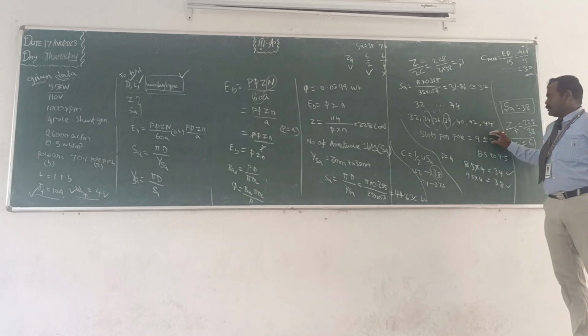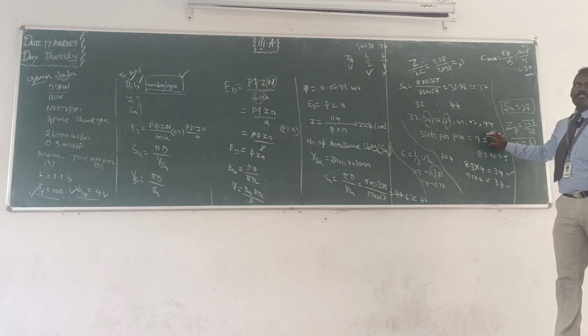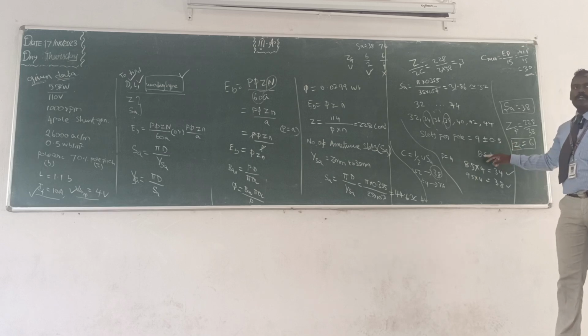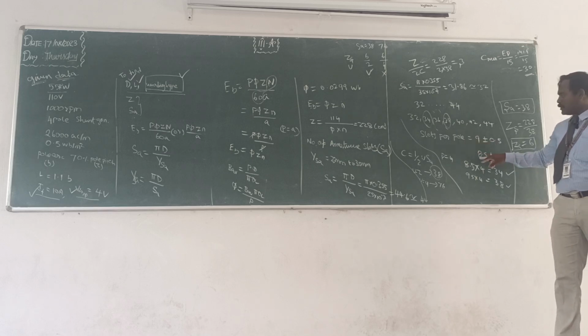In order to avoid sparking and commutation issues, you can select the integer value plus or minus 0.5. Our selected value is 9, so from that you can add 0.5 and subtract 0.5. So you can find the possible slots per pole, that is 8.5 as well as 9.5. These are both the cases.